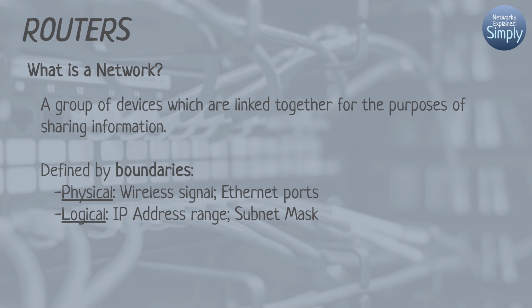The physical boundary is fairly easy to understand. For Wi-Fi, this is simply how far the wireless signal reaches. For cabled networks, the boundary would be the number of physical ports that are available and the cables that are connected to those ports. The logical boundary relates to IP addresses and the subnet mask.